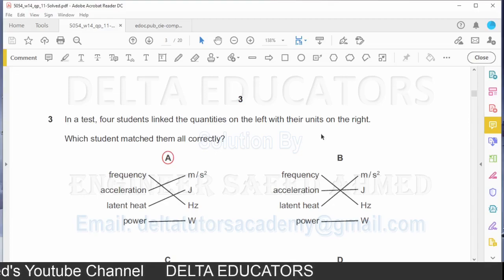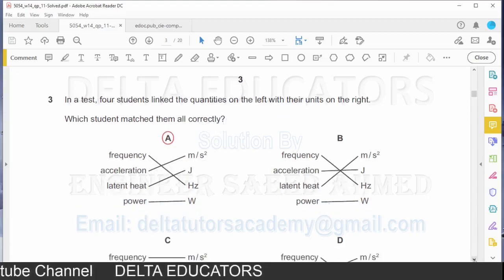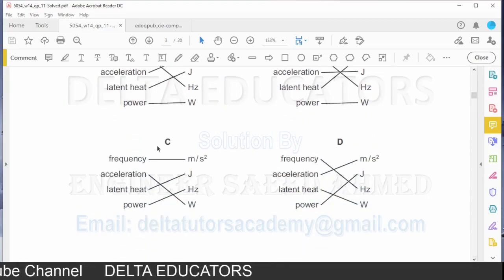Okay, we will check the other options. In option B, for frequency it is hertz. Yeah, it is correct. For latent heat it is given meter per second square. It is incorrect. For acceleration it is meter per second square. In option C, for frequency it is given meter per second square. No, it is incorrect. For frequency the unit is hertz.